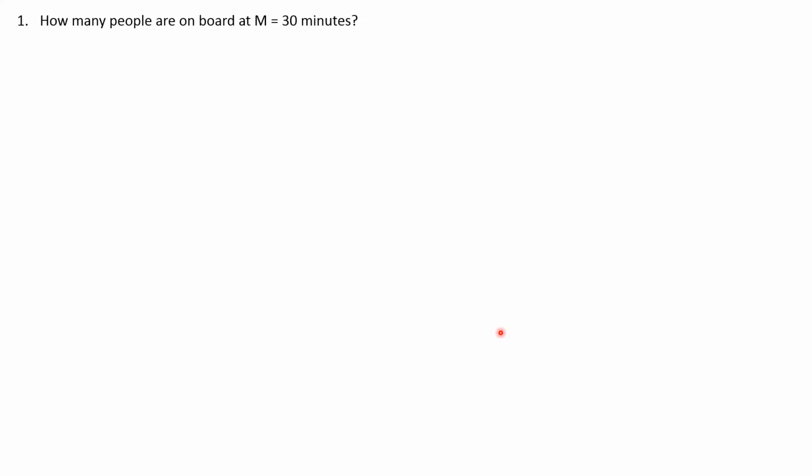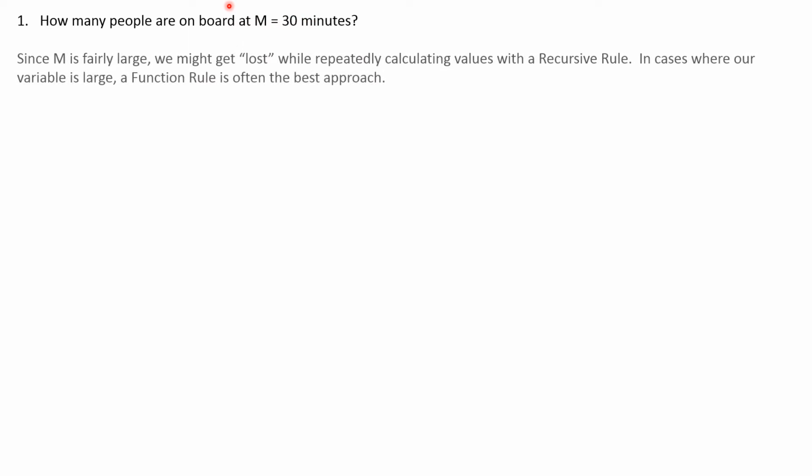We can use these rules to determine the ship's population at time m, or even when the population might reach some particular value. For example, how many people are on board at time m equals 30 minutes? Since m is a fairly large number, we might get lost while repeatedly calculating values one after another with a recursive rule. In cases where our variable is a large number, a function rule is often the best approach. We would simply plug in a value for m.